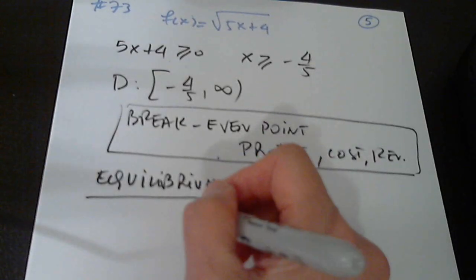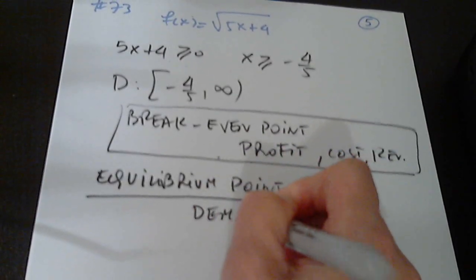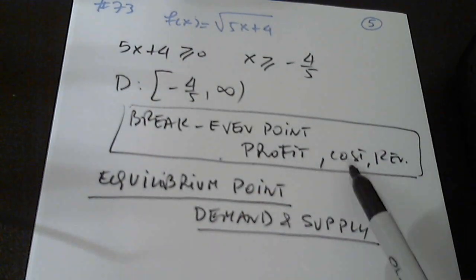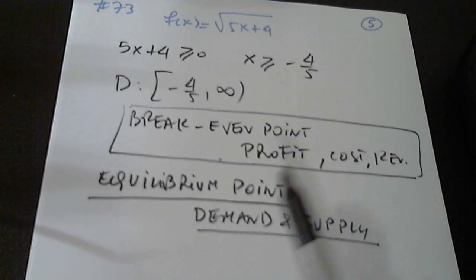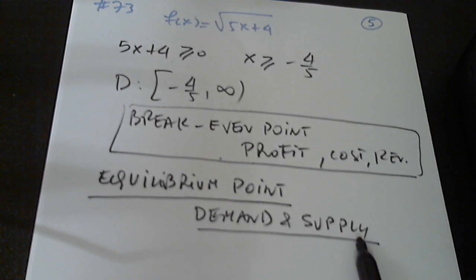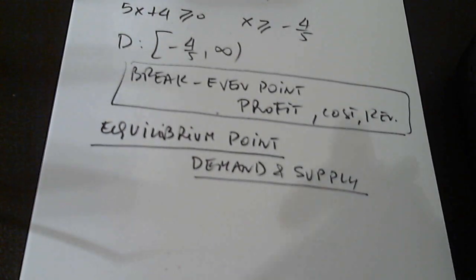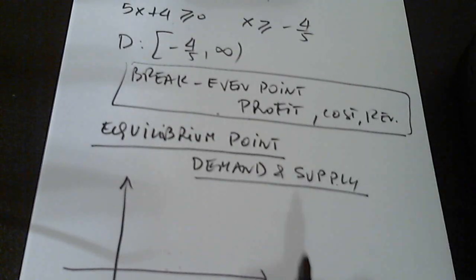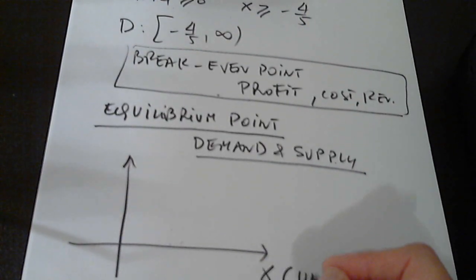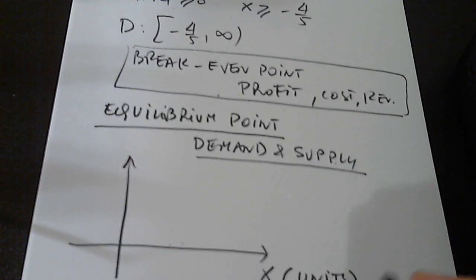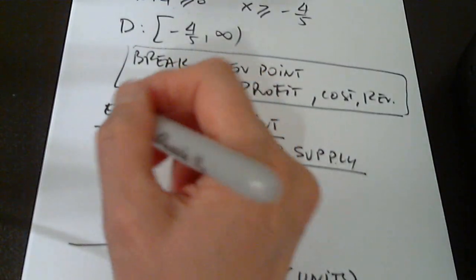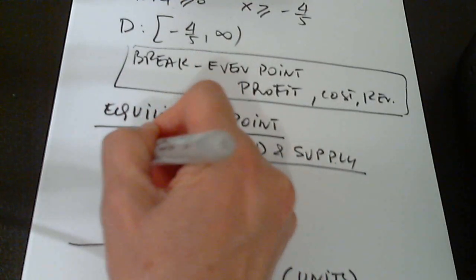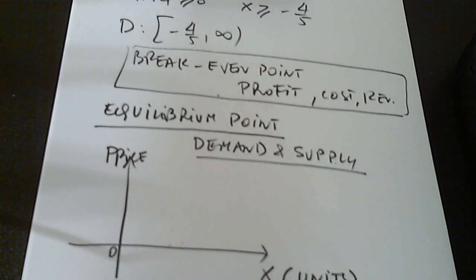We refer to demand and supply. Here we have 3 functions: profit, cost, revenue. Here we have 2 functions to look at: demand and supply. So here is the idea for demand and supply. X is the number of units produced. And here's the price per unit. Price. Good.